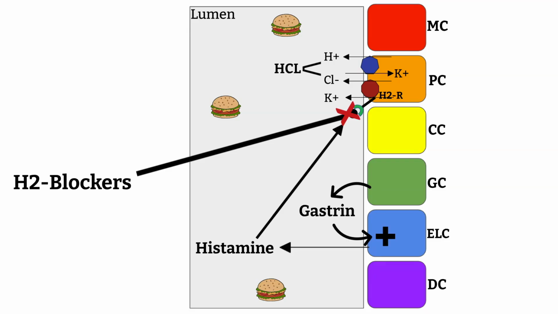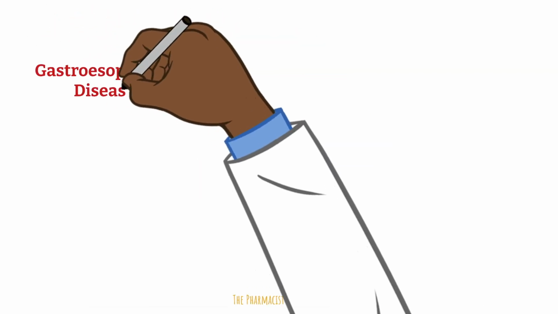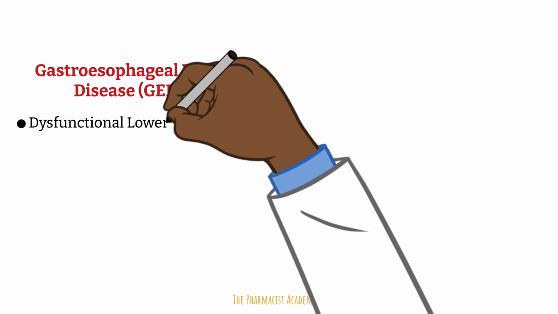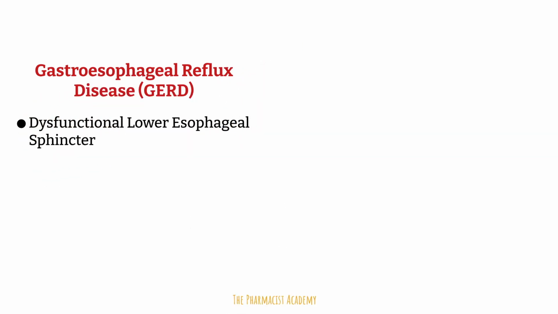Because of this effect, the H2 blockers are FDA indicated for the following acid-related GI disorders. First is the gastroesophageal reflux disease, or GERD, where the lower esophageal sphincter, which normally protects the esophagus from the stomach acid, is not functioning properly because it's too weak, it relaxes inappropriately, or is overwhelmed by high gastric pressure. This unfortunately leads to acid moving into the esophagus, damaging the epithelium, causing heartburn and esophagitis.